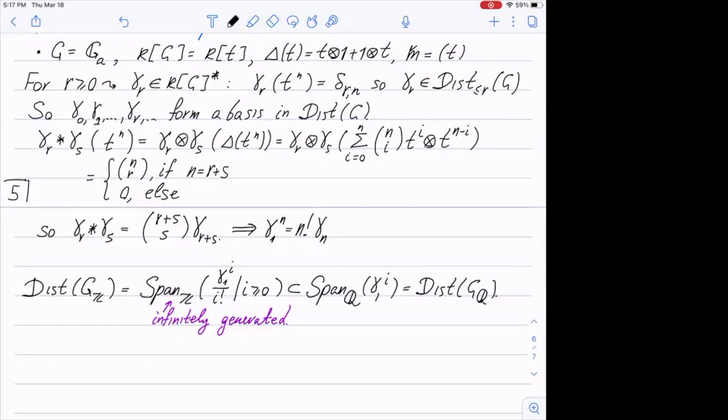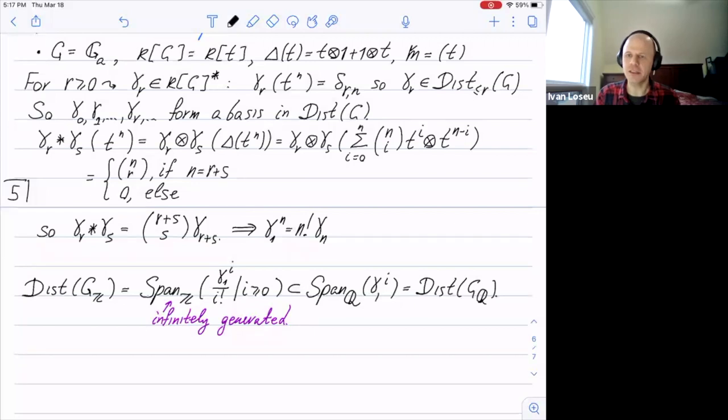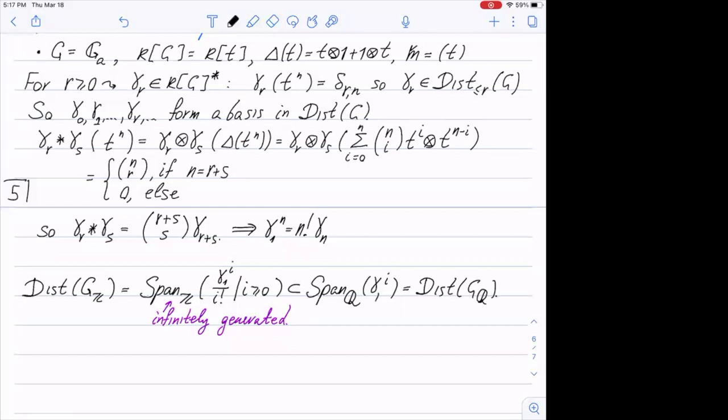So this is for characteristic zero. So this is always the integers. And if you want to get the formula for any other ring, you just do base change. Yes. All right.